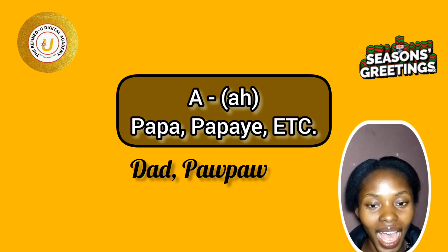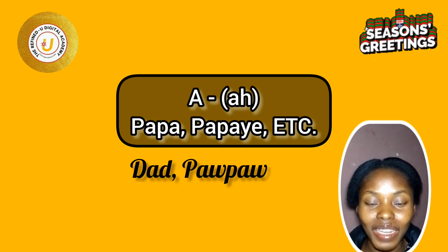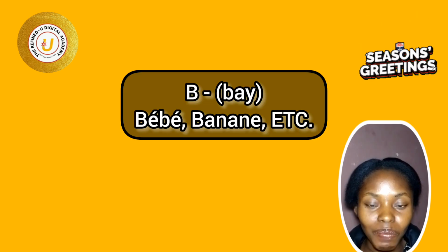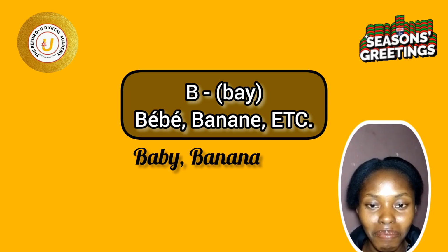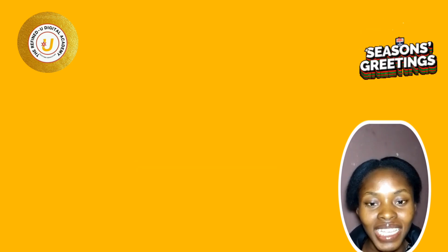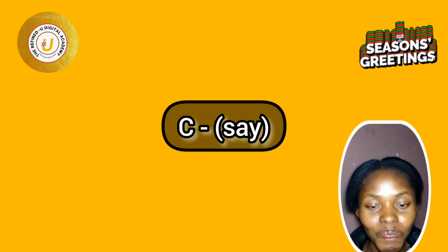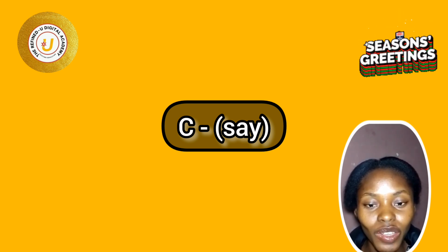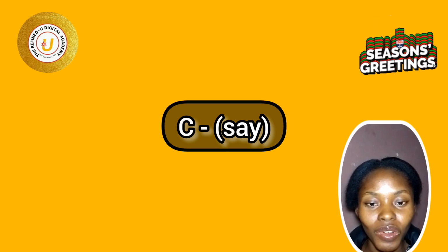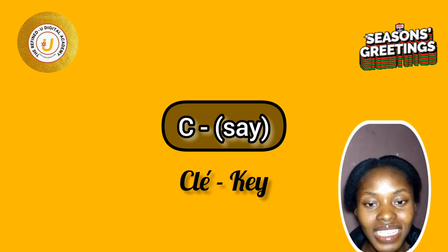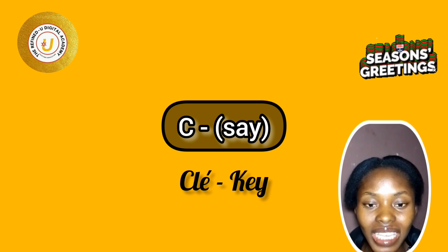A, pronounced as A, as in papa, as in papaya, ainsi de suite, etc. B, pronounced as B, as in bébé, as in banana, ainsi de suite, etc. C, which is C. Now, even though it is pronounced C, that does not mean that wherever you see C, you pronounce it as S. Because we have words like clé, C-L-E, clé, which means key.